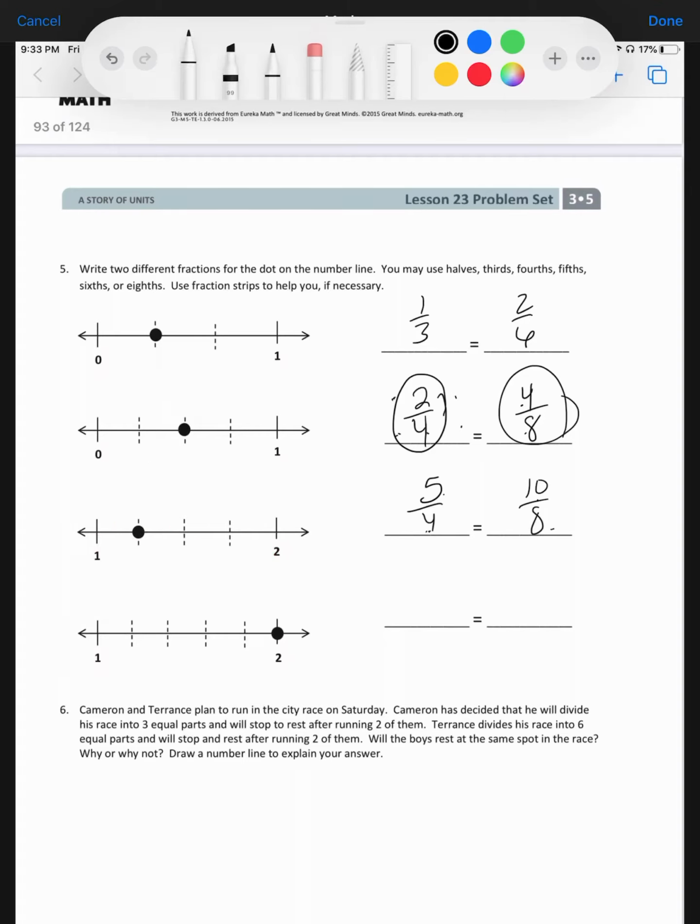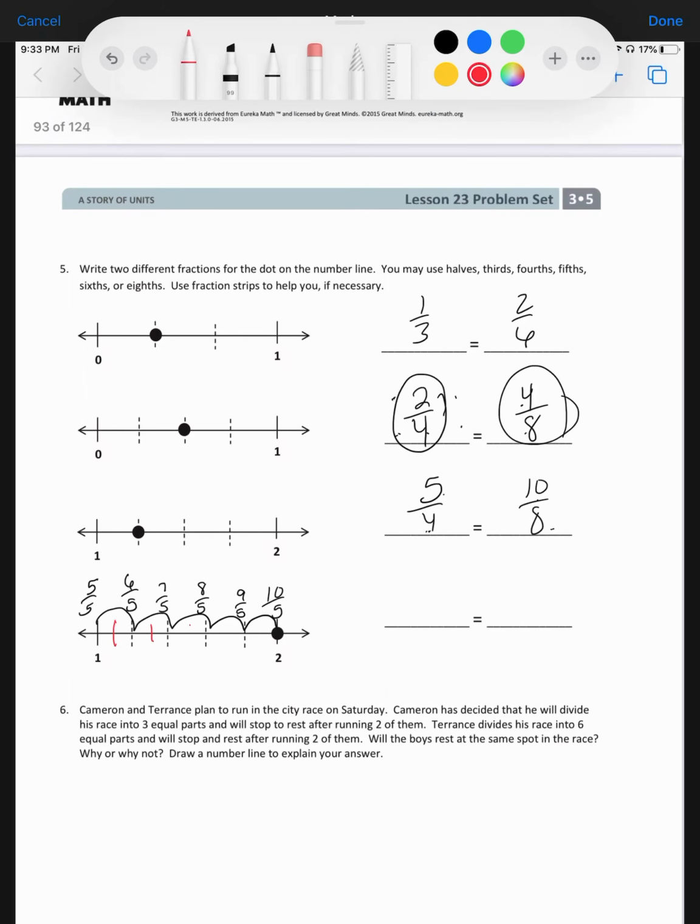Okay, let's count the jumps. Again, we're starting at 1, so we need to count our jumps to figure out what our fraction will be at the number 1. 1, 2, 3, 4, 5. So it's broken down into 5 pieces, so that means this is 5/5, 6/5, 7/5, 8/5, 9/5, 10/5. Now let's just break the number line down in half again.